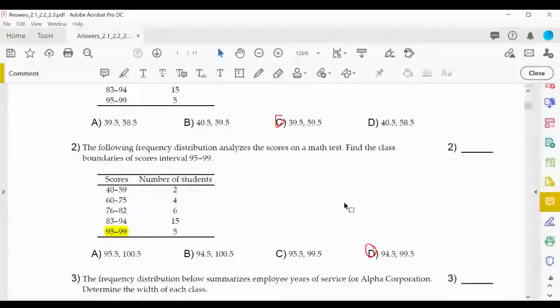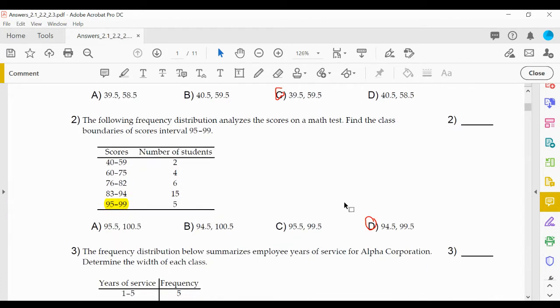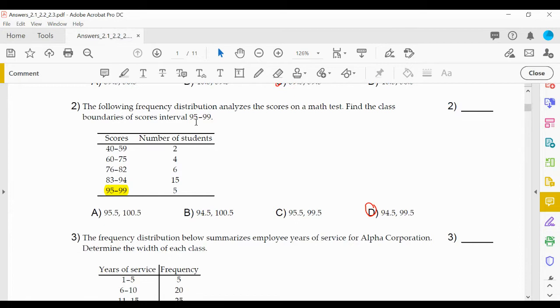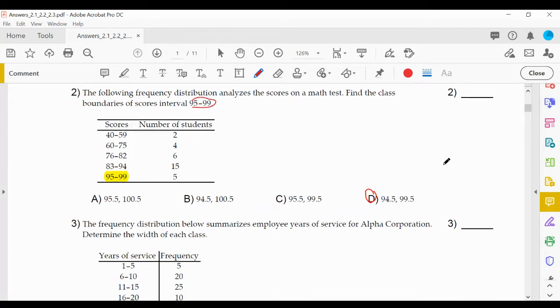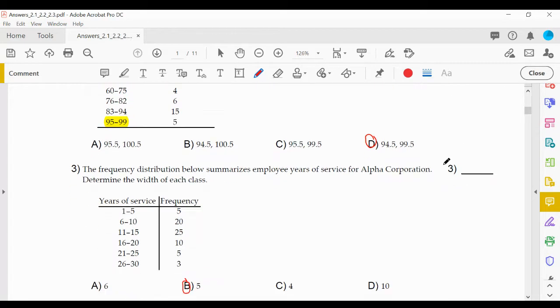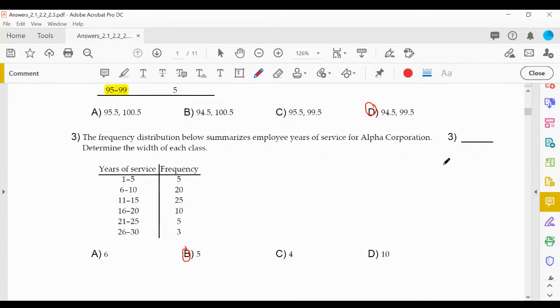Could be much simpler. Second one, here again, he's asking us for class boundaries. The specific class he has in mind here is between 95 and 99. I'm going to subtract 0.5 from the lower limit, giving me 94.5, and add 0.5 to the upper limit, which will give me 99.5. Subtract from the lower, add to the upper.